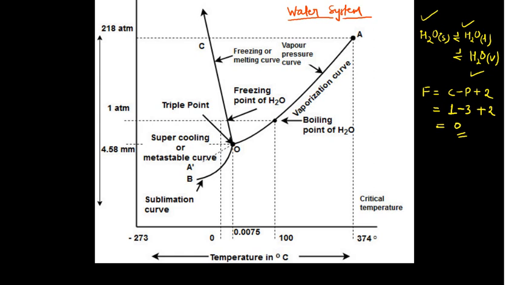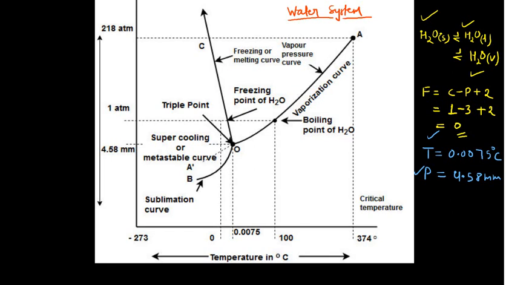So, temperature at the triple point, I can write T here, 0.0075 degree centigrade. Okay. And pressure at this triple point would be 4.58 mm, and these two are the fixed values, you cannot vary any one of them. Okay. So, this is the triple point. This is something very, very important.